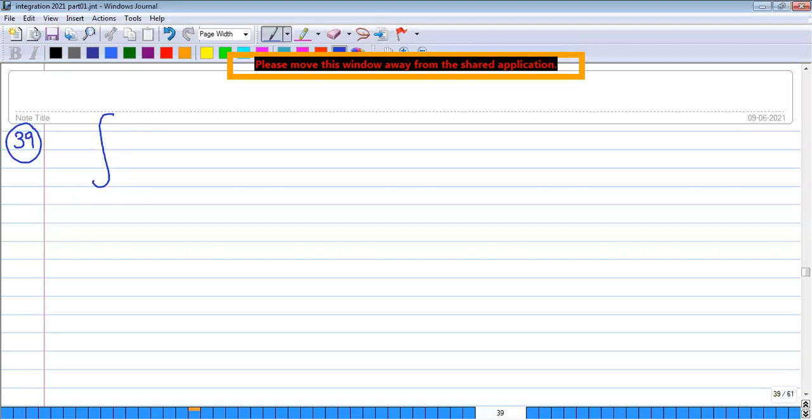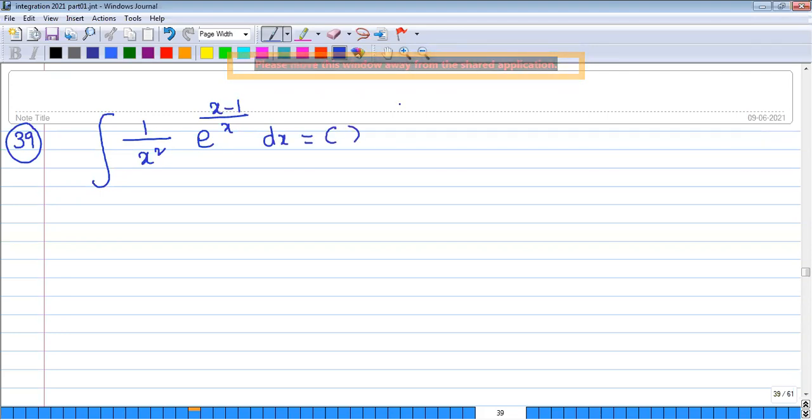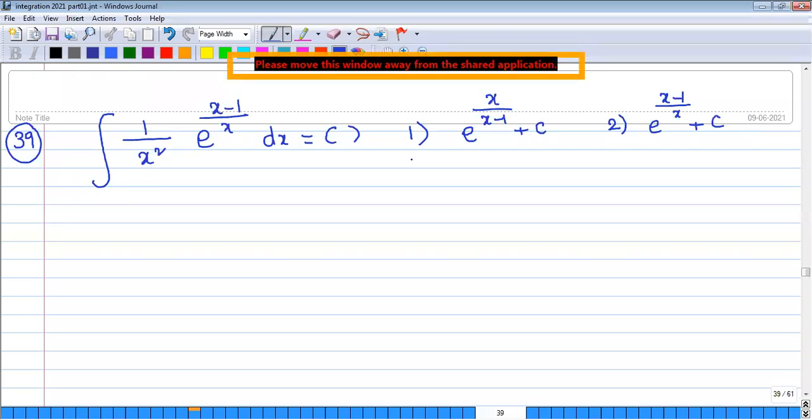Question 39. Integral 1 upon x square e to the power of x minus 1 by x dx. First option: e to the power of x upon x minus 1 plus c. Second option: e to the power of x minus 1 by x plus c. Third option: minus e to the power of x upon x minus 1 plus c. Fourth option: minus e to the power of x minus 1 by x plus c.